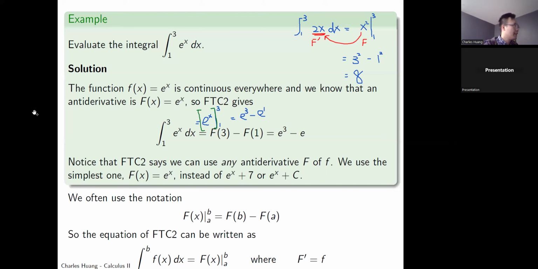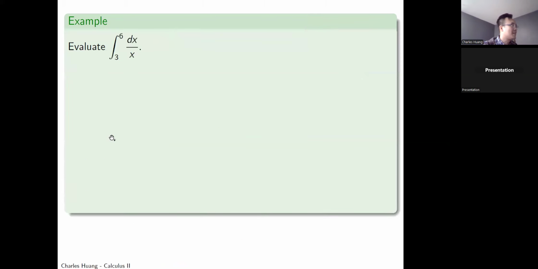So we're getting more and more. We're trying to emphasize the relationship between the integrand and the antiderivative that you get as the result. So here we have a slightly different example. We're going to integrate this function, dx over x, from 3 to 6.